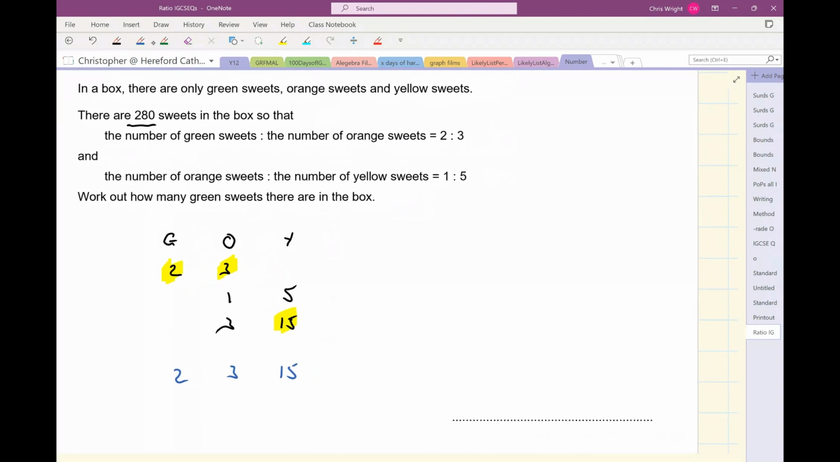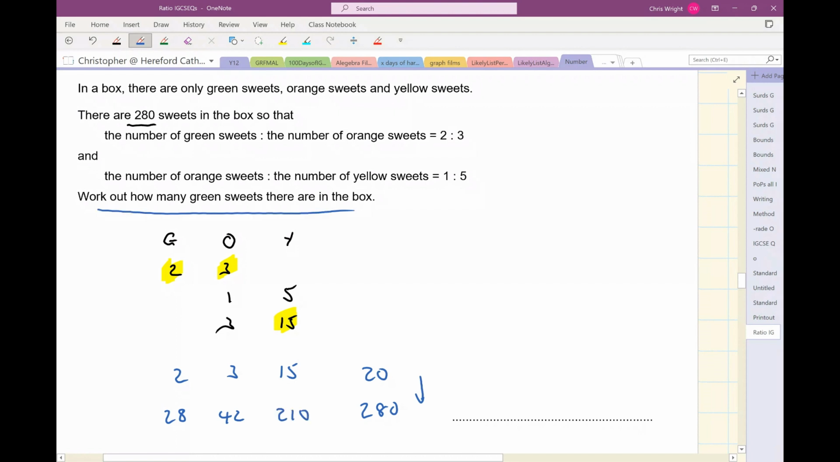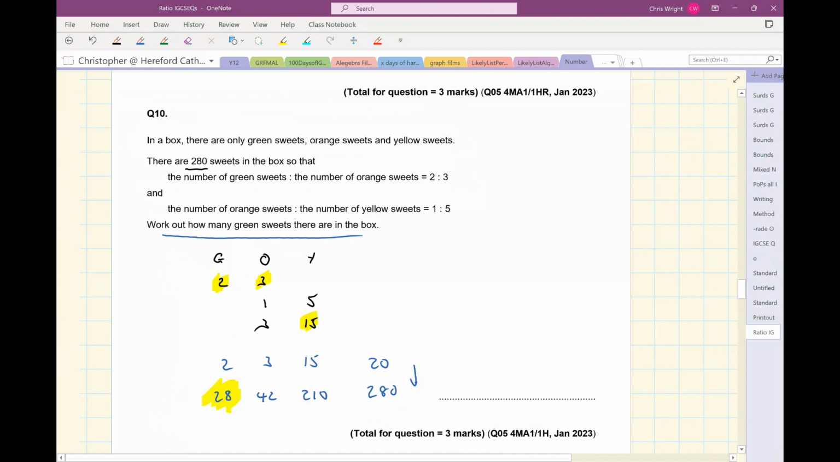Now, what's the total of those ratios? 20. So if there were 20 sweets in the box, there'd be 15 yellow, 3 orange, and 2 green. But there aren't 20, there are 280. So I'm going to multiply each of my ratios by 14. So 28, 42, and 15 times 14, 210. Now what's the question? Work out how many green sweets there are in the box. 28 green sweets. Okay, number 11.